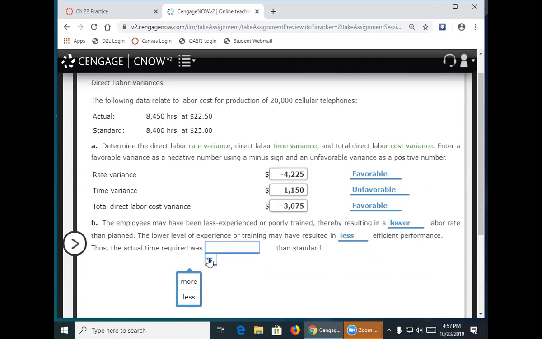So therefore, the actual time was more than the standard. But again, looking at it overall, it was okay in this situation because we still had a favorable direct labor cost variance. Just took them a little more time.